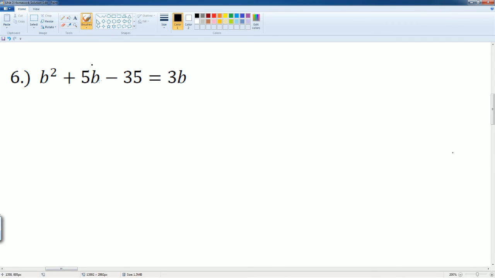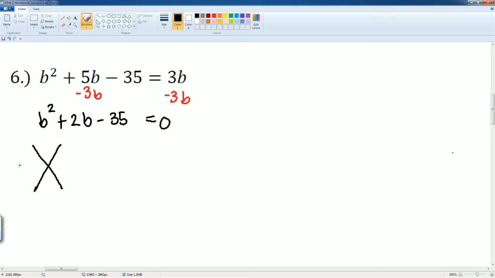Number 6. Remember, it has to be equal to 0, so we have to add 3b to both sides, leaving you with b squared plus 2b minus 35 is equal to 0. This looks very pretty; can we factor this? Let's see. Can I use the x method? Because the first term here is 1, it should work here. It should add up to 2 and multiply to negative 35.